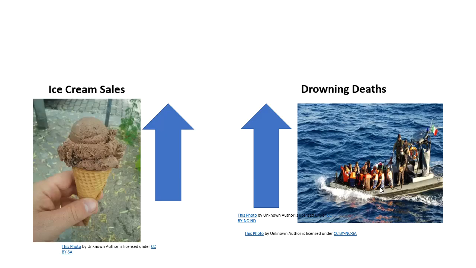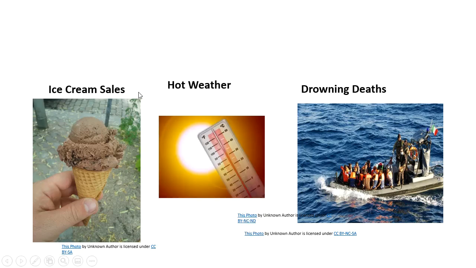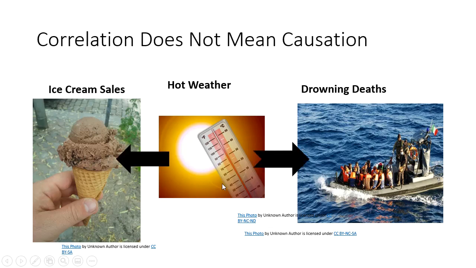I tried to drive home the point that just because when ice cream sales go up, drowning deaths go up, that doesn't mean that when you eat an ice cream cone, you're more likely to drown, or that the ice cream cone is suddenly adding cinder blocks tied to your legs when you jump in a pool. The reason that they're both related, that this one goes up and this one goes up, is because of hot weather, right? When it's hot out, people are more likely to buy ice cream. And people are also more likely to swim when it's hot out, and so, of course, they're more likely to drown. So that explains the relationship between these two variables.